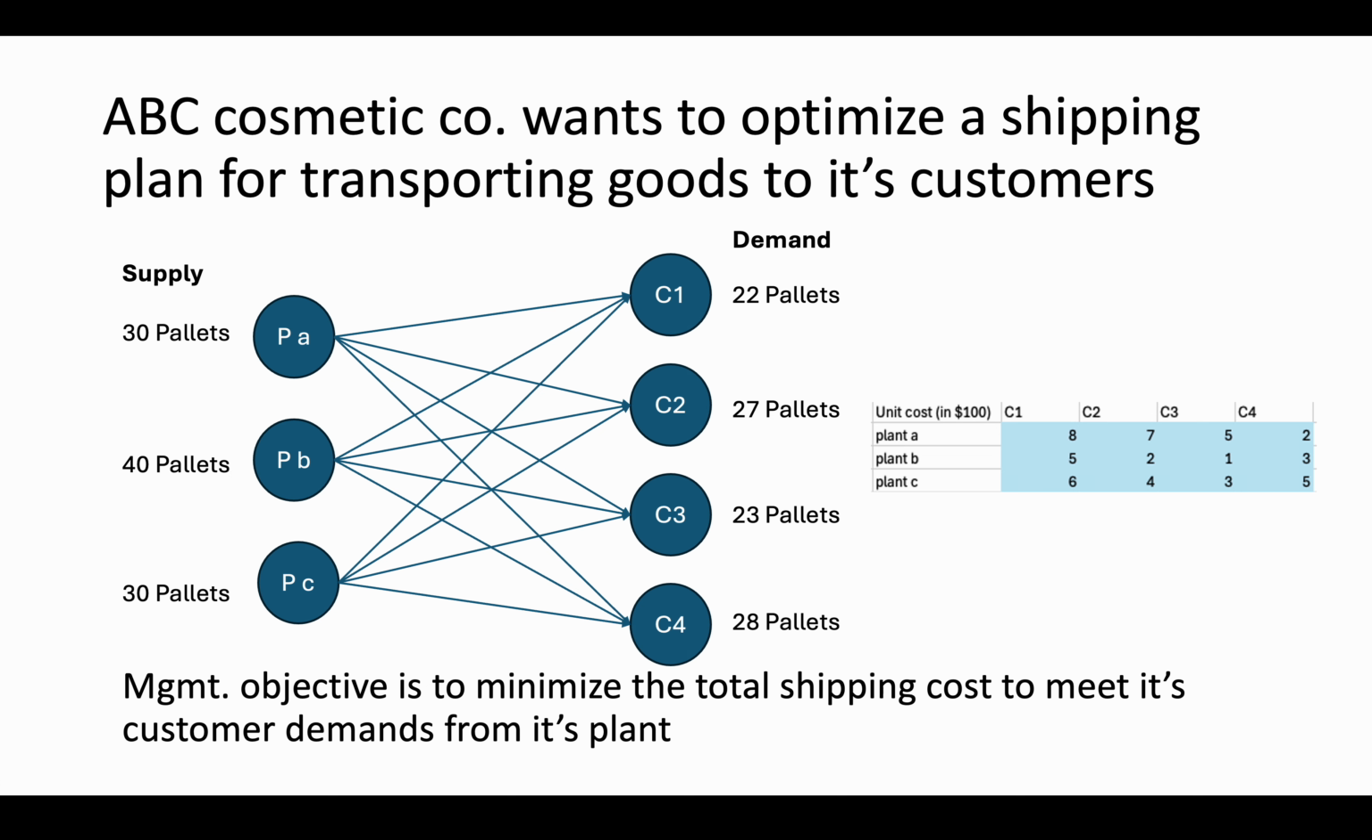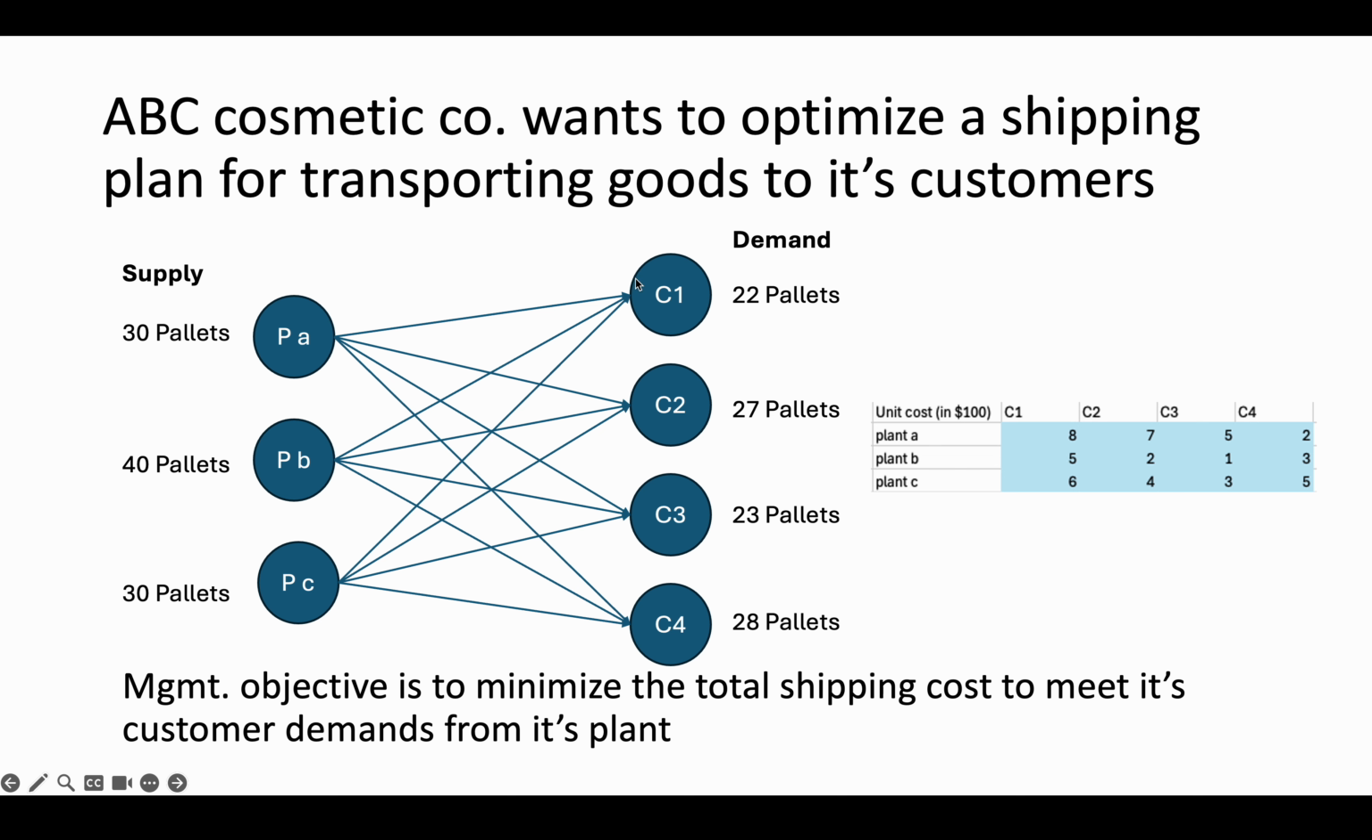Orders have been received to purchase its products from its four customers. Customer C1 wants to order 22 pallets of its products next month. C2 wants 27 pallets. C3 wants 23 pallets and C4 wants 28 pallets. The products will be shipped from its plants to its customers' warehouses, and the cost of shipping each pallet of products has been mentioned in this table. The cost of shipping a pallet from plant A to customer C1's warehouse is $800.